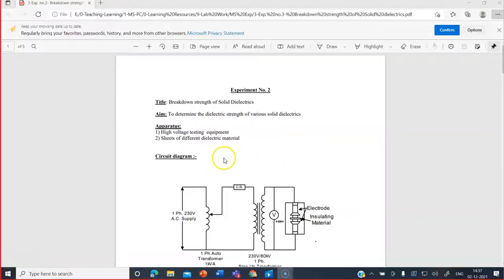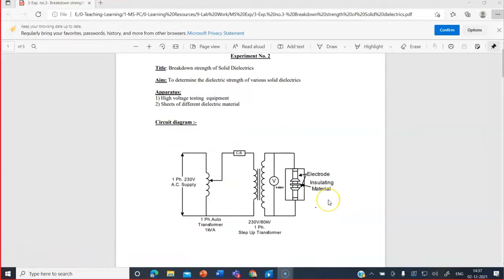So students, today again I am repeating the solid material testing experiment, because at that time only a few students were there in the lab. So today again I have repeated it. For solid material testing, whenever you want to find out the dielectric strength of a material, the same circuit is used.